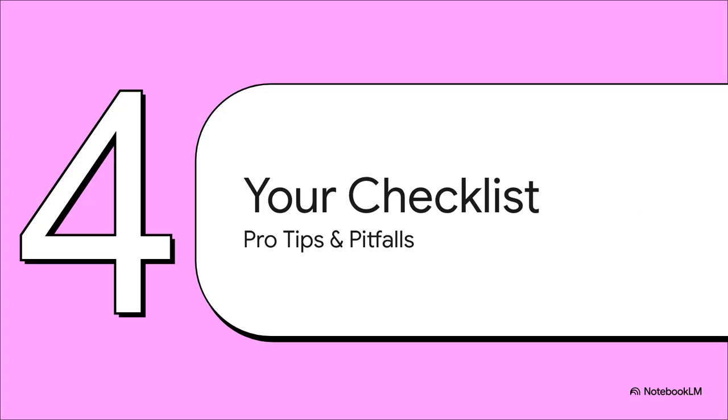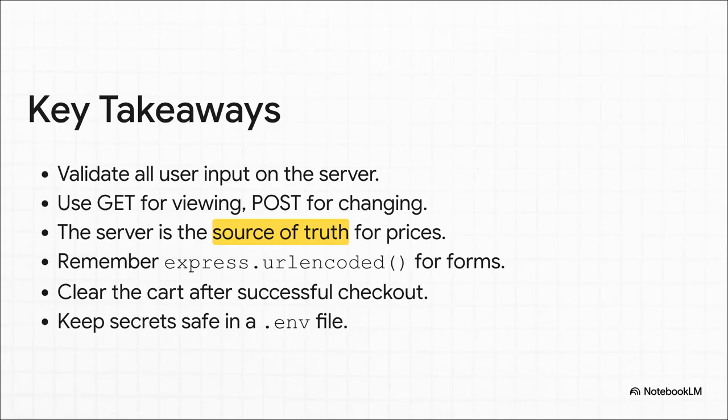Okay, wow, we've covered a ton of ground here. So let's wrap this up by boiling it all down into a super simple checklist of the key things you absolutely need to remember. All right, let's do a rapid-fire rundown. 1. Always check user input on the server. Don't trust the browser. 2. Use the right tool for the job. GET for looking, POST for changing. 3. The golden rule. The server is always the source of truth for prices, no exceptions. 4. Don't forget that little line of middleware to read your form data.